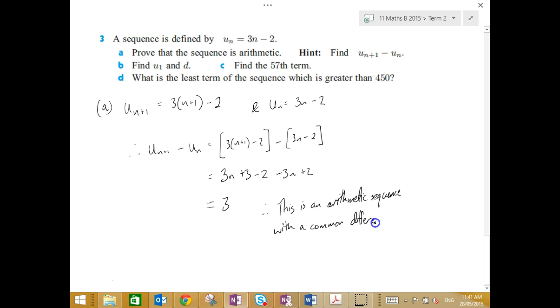Let me finish writing that, because otherwise I'll mess up my writing. Common difference of 3. So, u(n+1) is just the term that comes after un, isn't it? Un is my general term, and my general term is 3n minus 2. If I have un, what would the term after un be? Wouldn't it be u(n+1)? The term after u4 is u5, after u76 is u77, so after un is u(n+1). So that's just the next term. And see, if I find the difference between any two consecutive terms, the answer is always going to be 3.